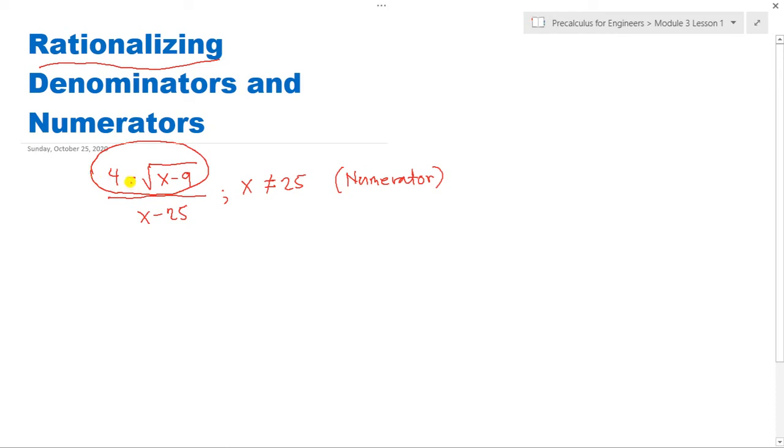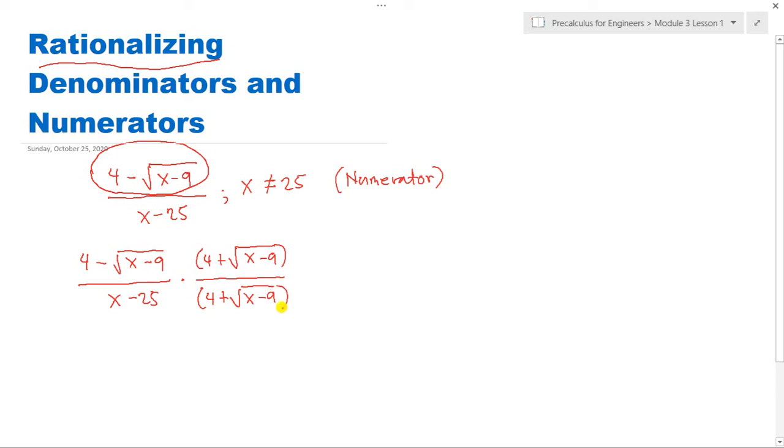So since yung numerator natin is two terms, 4 and square root of x minus 9, therefore we need to conjugate it. Since negative dito or subtraction, yung conjugation natin is addition. So opposite. So okay, let's conjugate. This is 4 plus square root of x minus 9. Same pa din sa denominator, 4 plus square root of x minus 9.